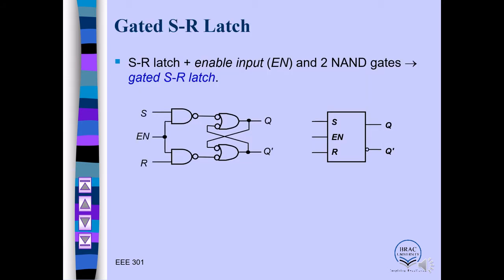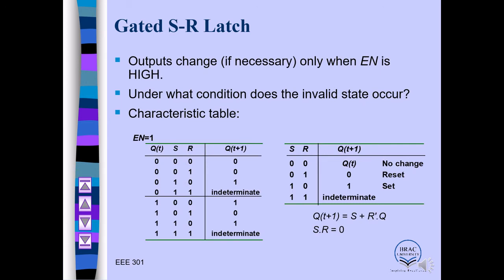Gated SR latch. So this is your SR latch, this is your enable pin with 2 NAND gates. So SR latch, enable pin, and 2 NAND gates all together produce the gated SR latch. That means it has a kind of gate, which is your EN. This is the typical block diagram: you have S, R, enable pin, Q, and Q prime.